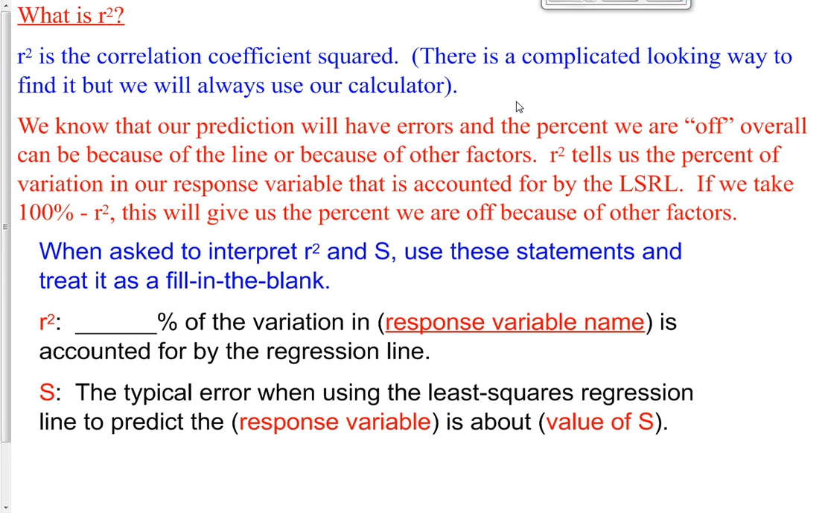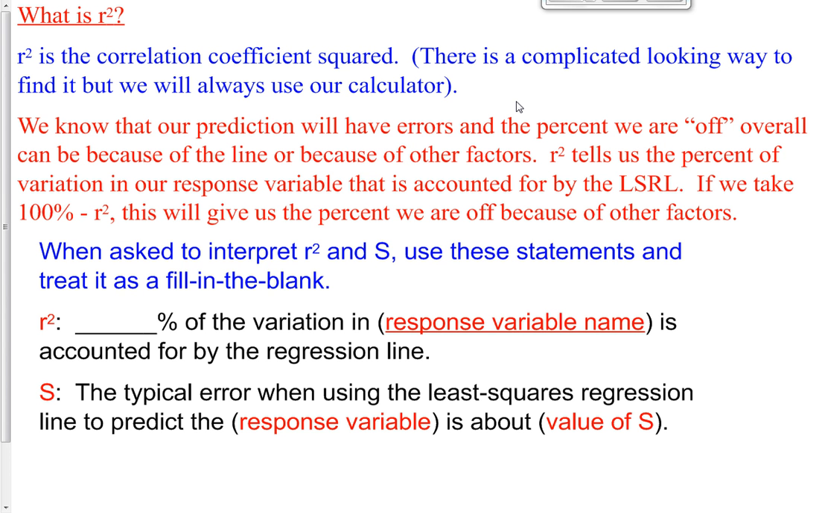Hello everyone, this is video lesson 15.4. We're studying r squared and s in this video lesson. So r is the correlation coefficient, so r squared is that correlation coefficient squared. It's kind of complicated to calculate the correlation coefficient, and it's even more complicated to then find the square of the correlation coefficient. We're always going to find it using our graphing calculator.